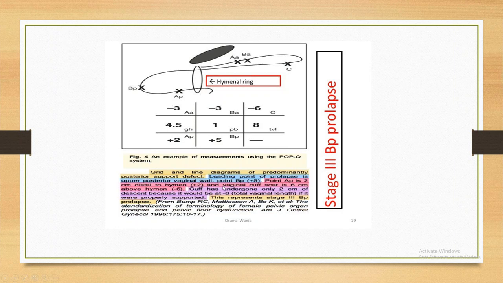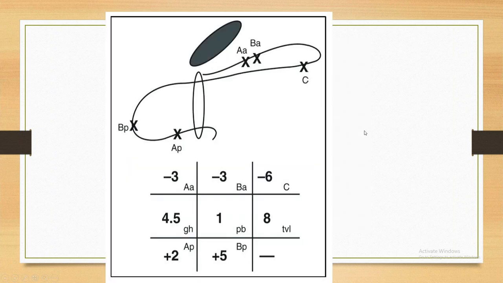So now see the description. Leading point of prolapse is upper posterior vaginal wall. Point BP is +5. Point AP is +2. Cuff has undergone only 2 cm of descent, only because it would be at -8 if it is properly supported. So this represents stage 3 prolapse or posterior prolapse actually. So same thing, same diagram, just I have given you in detail.